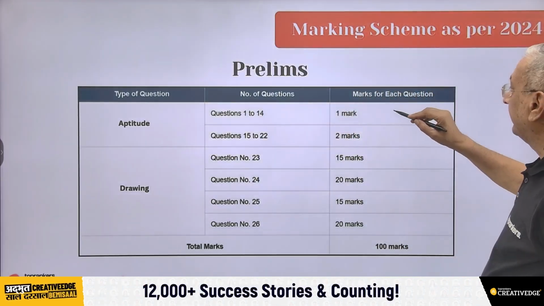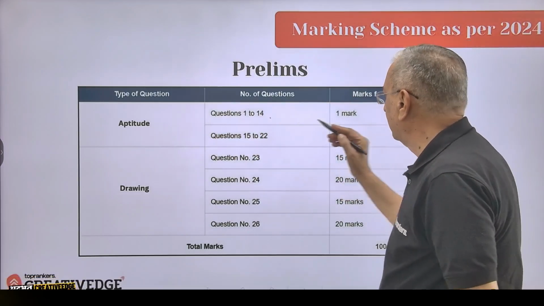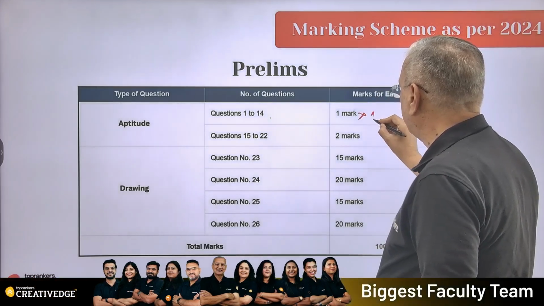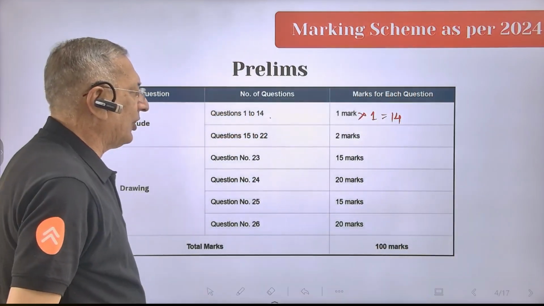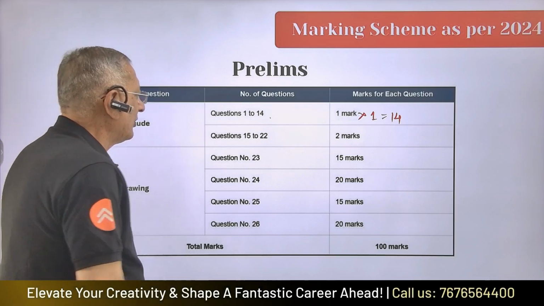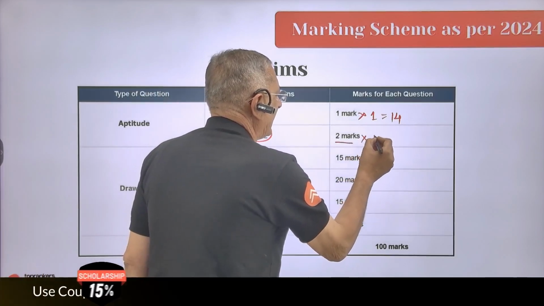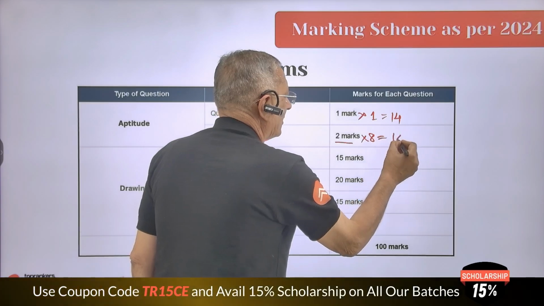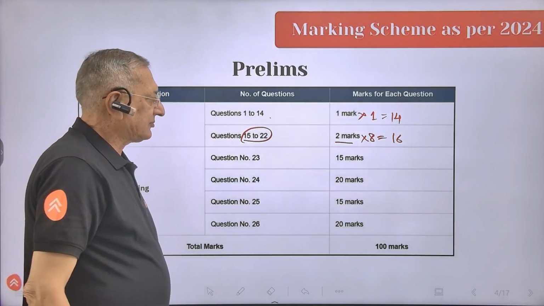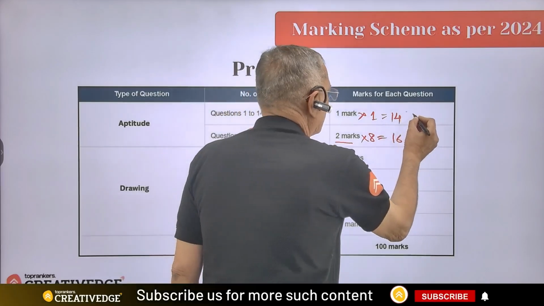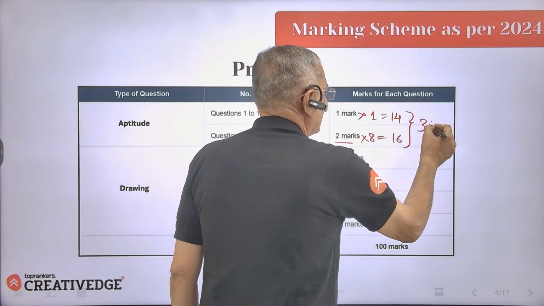Marking scheme. Questions 1 to 14 of aptitude will have 1 mark each. That means you can gain a maximum of 14 marks. Questions 15 to 22 have 2 marks each. That means 8 questions, 2 marks each. You can score 16 out of these 8 questions. Altogether, aptitude comprises only 30 marks.